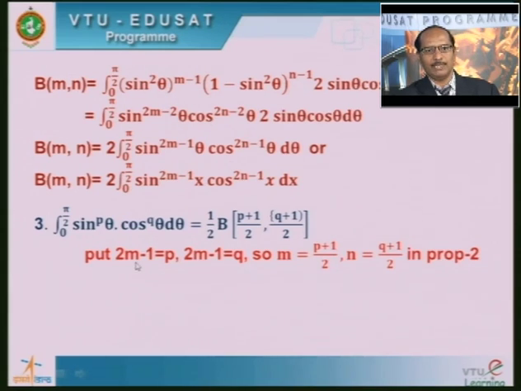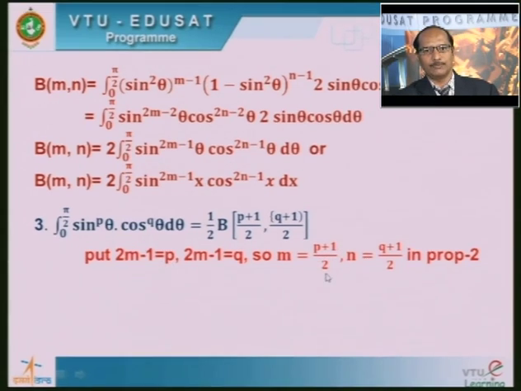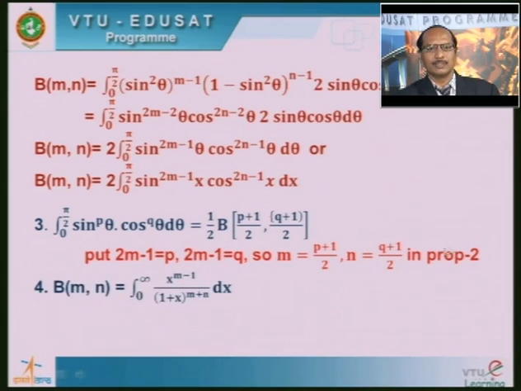Simplifying, 2m is equal to p plus 1, so m is equal to p plus 1 upon 2, and similarly n is equal to q plus 1 upon 2. Using this in the property, this becomes the same beta mn, replacing m with p plus 1 upon 2 and n with q plus 1 upon 2. So 2m minus 1 is p, and sin raised to p theta cos raised to q theta d theta is equal to, with the 2 on the right hand side, taken along with the beta mn. So, this is the result.